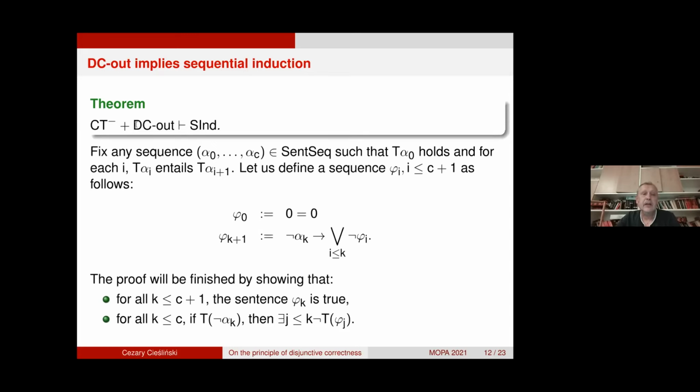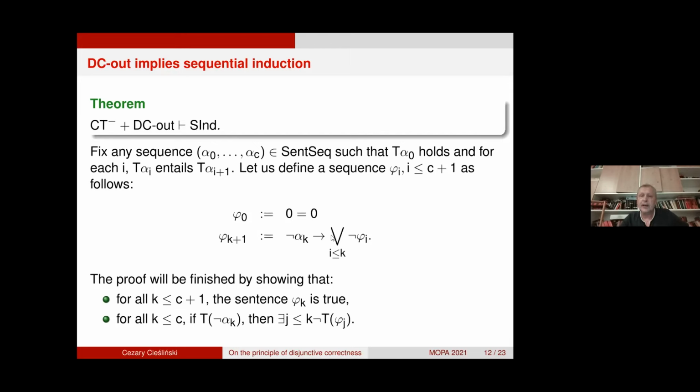So the theorem is that if you add DC out, sequential induction can be proved. So let's fix a sequence of sentences and let's assume that the first element is true, and let's assume that the truth of each element entails the truth of the next element. And now we run Yablo. So I construct a sequence of sentences, phi 0, phi 1, and so on, up to c plus 1. Phi 0 is, well, something just to start, 0 equals 0, trivially true.